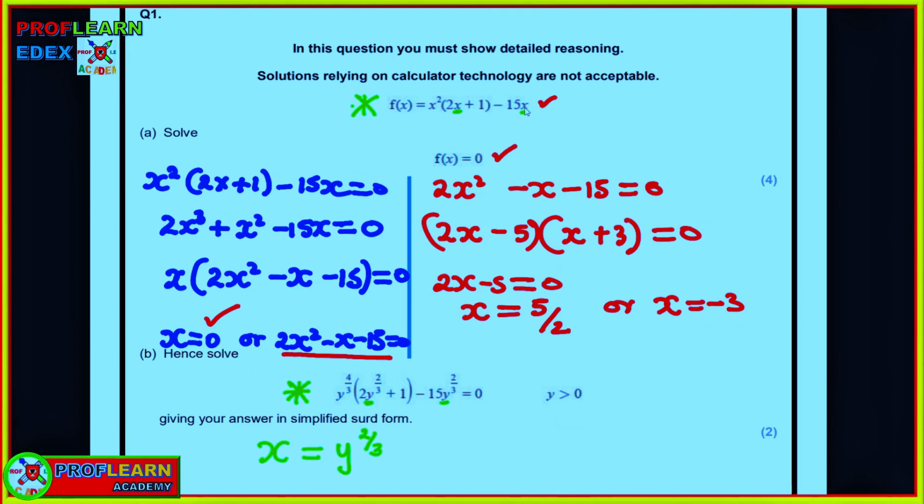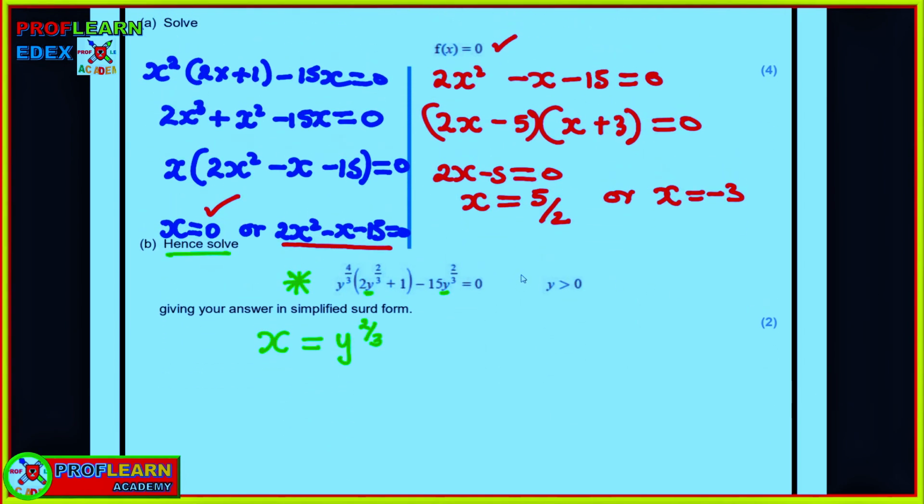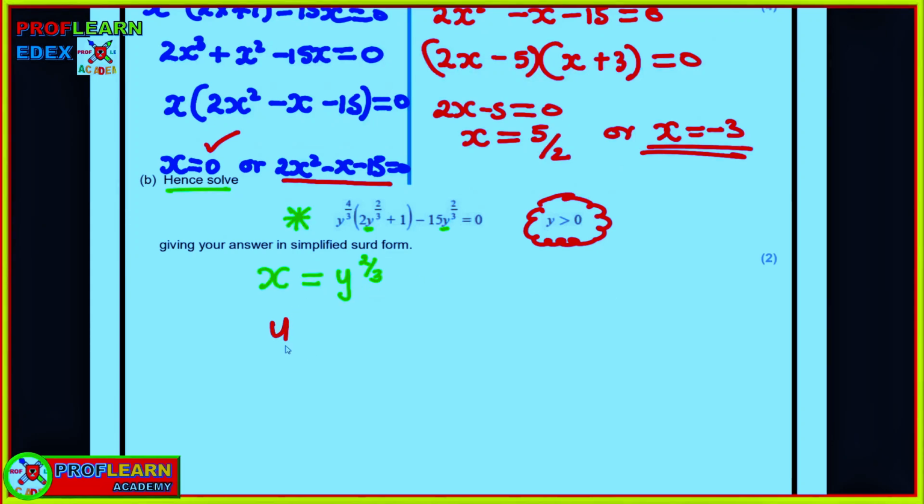So instead of having x in this equation, that x has been replaced with y raised to power 2 over 3. So you are using hence so, because when you are working out part B, it means that you are using the previous section in order to work it out. But we have obtained, and you are given the condition at this time, that y must be greater than 0. So there's no way we are going to make use of this part. We cannot use this. So we are going to say, therefore, y raised to power 2 over 3 is equal to 5 over 2.